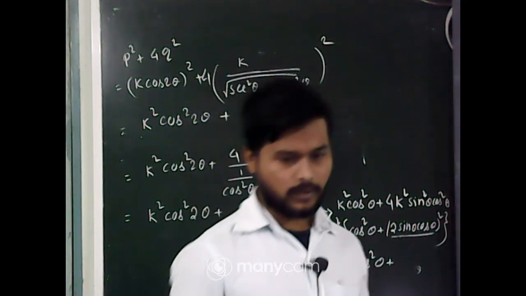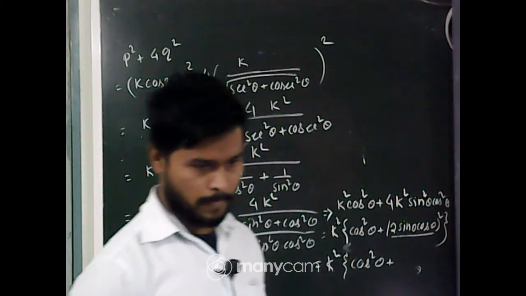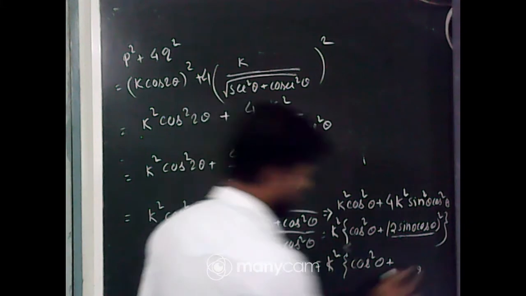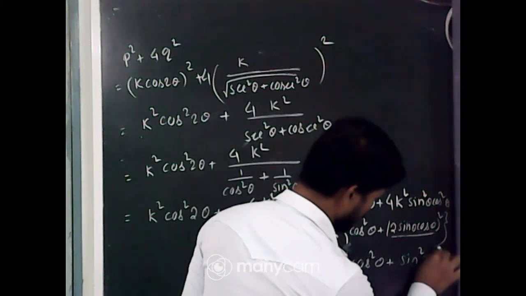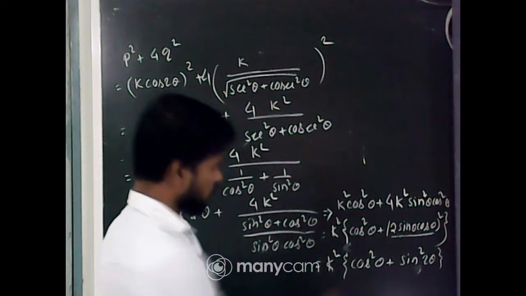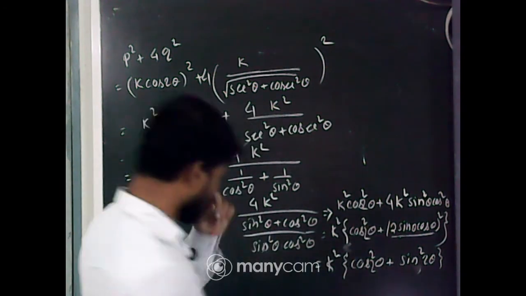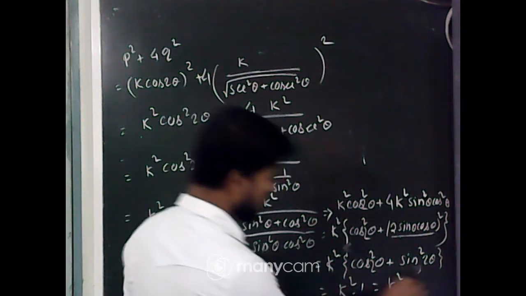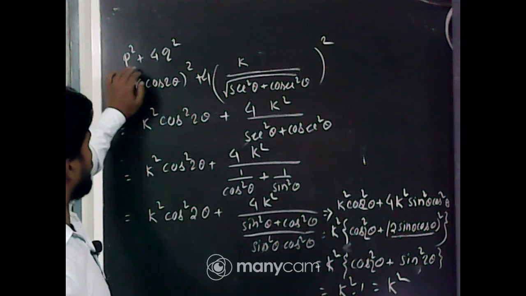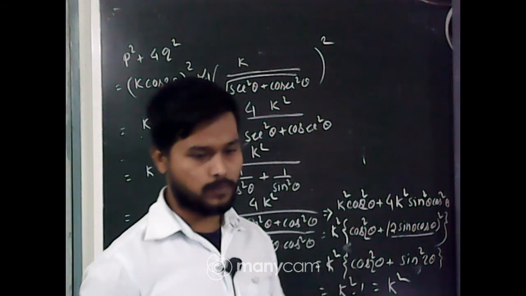Sin theta cos theta, 2 into sin theta cos theta. What is the formula of 2 sin theta cos theta? That is sin 2 theta. So sin square 2 theta. Now cos square theta plus cos square, this is 2 theta. So cos square 2 theta plus sin square 2 theta will be equal to 1. So k square into 1, that means k square. So finally we get p square plus 4q square equal to k square, and hence proved.